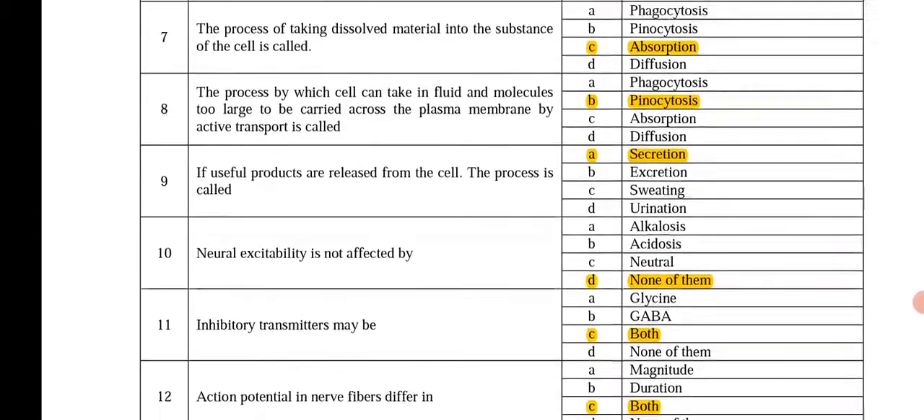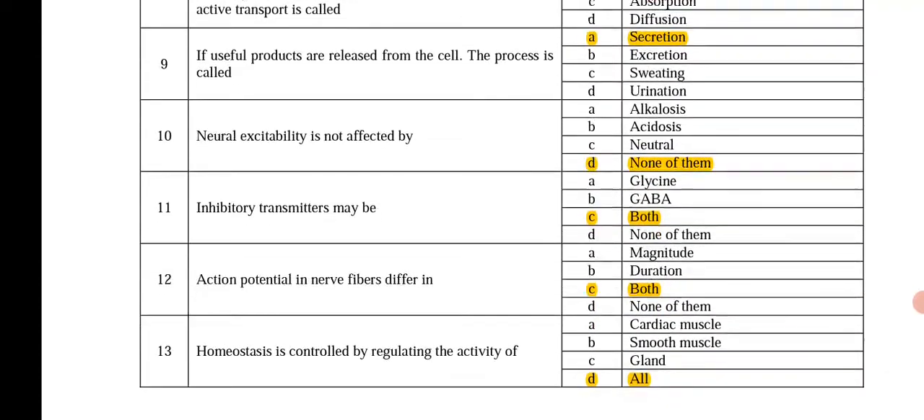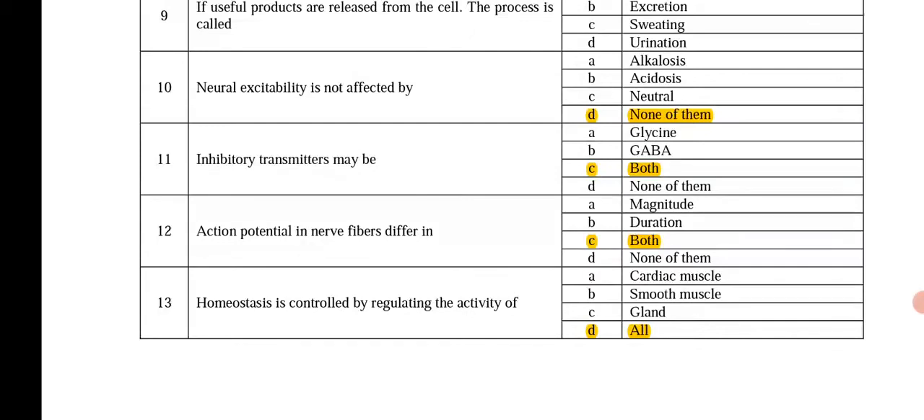Neural excitability is not affected by none of them. Inhibitory transmitters may be both: glycine and GABA. Action potentials in nerve fibers differ in both magnitude and duration.